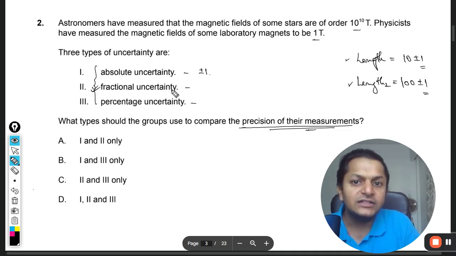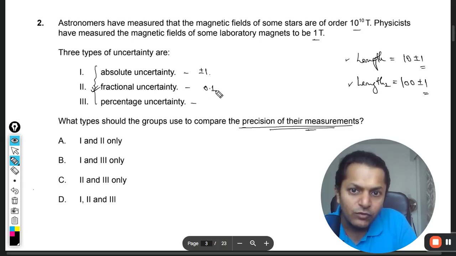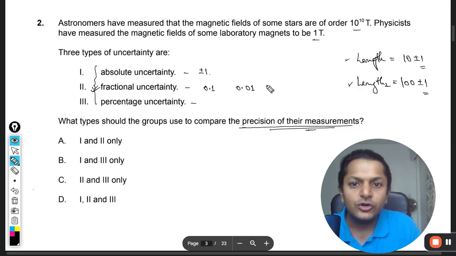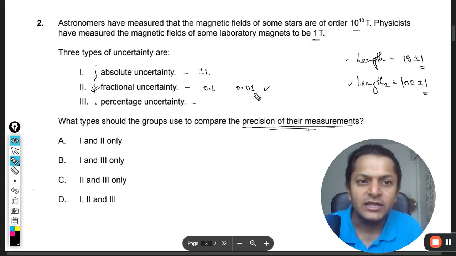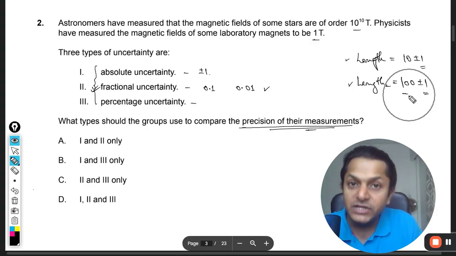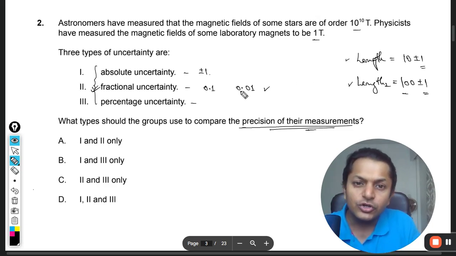Now the fractional uncertainty is when you take the fraction here. So this is 1 by 10, it becomes 0.1 in one case, and in another case it is becoming 0.01. So clearly this is showing you the precision of your instrument, that even for 100 meters, what is the error that you are going to make. So this is the precision of your measurement.